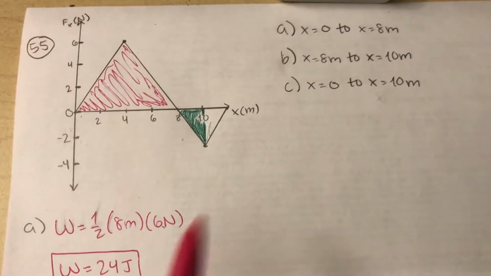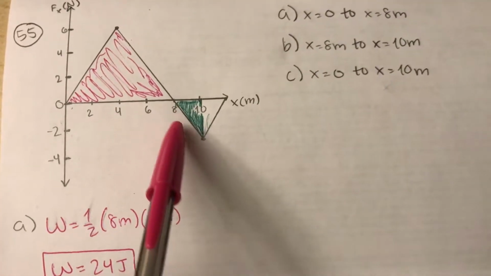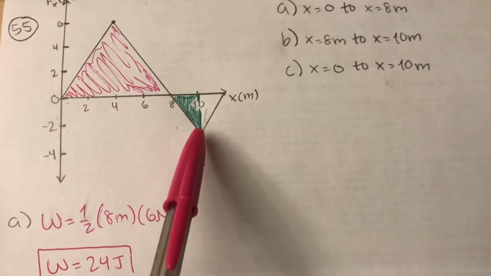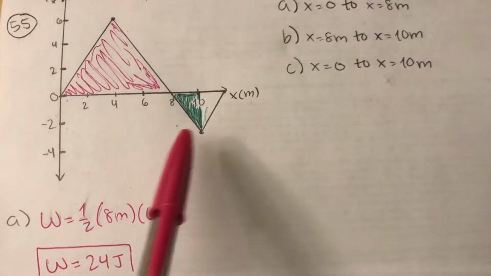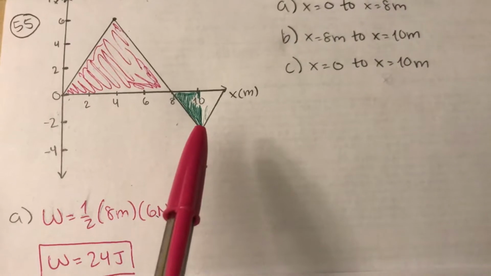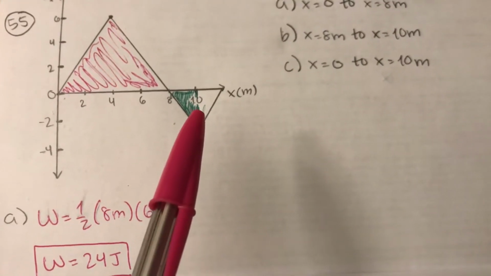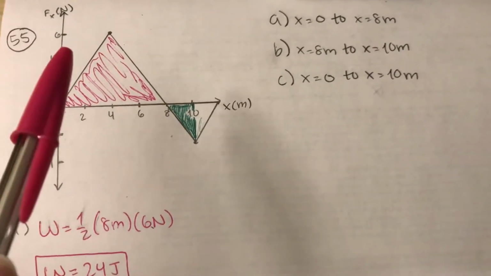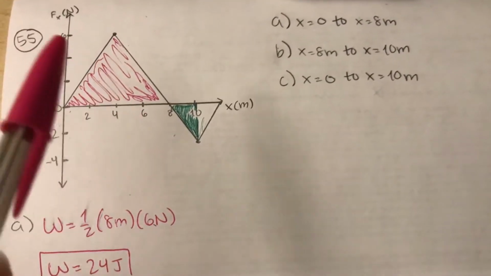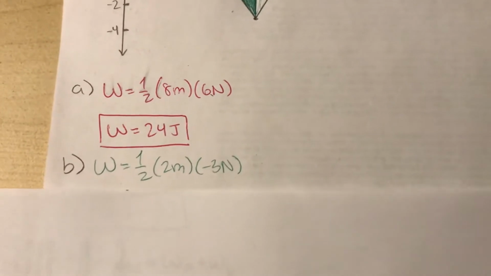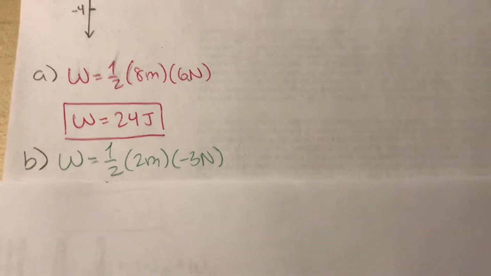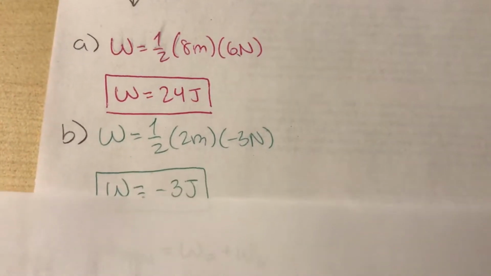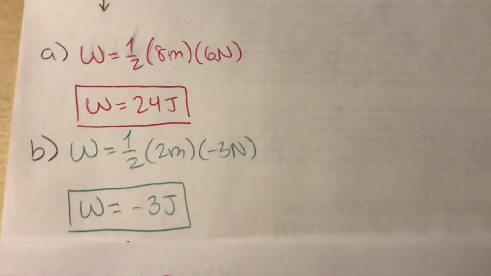The next one is 8 meters to 10 meters, and you solve it the same way. The displacement is 10 minus 8, which is 2. The force is the y-coordinate, which is -3, and then you plug it into the triangle area formula, which is 1/2 base times height, or in this case 1/2 displacement times force, and you get this, which is 1/2 times 2 meters times -3 newtons, which means the work is -3 joules.